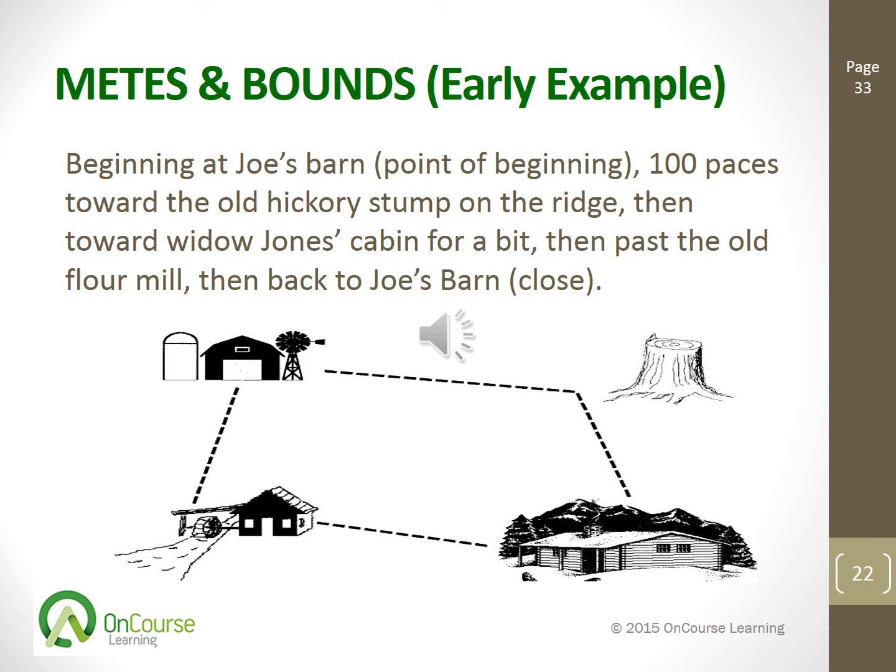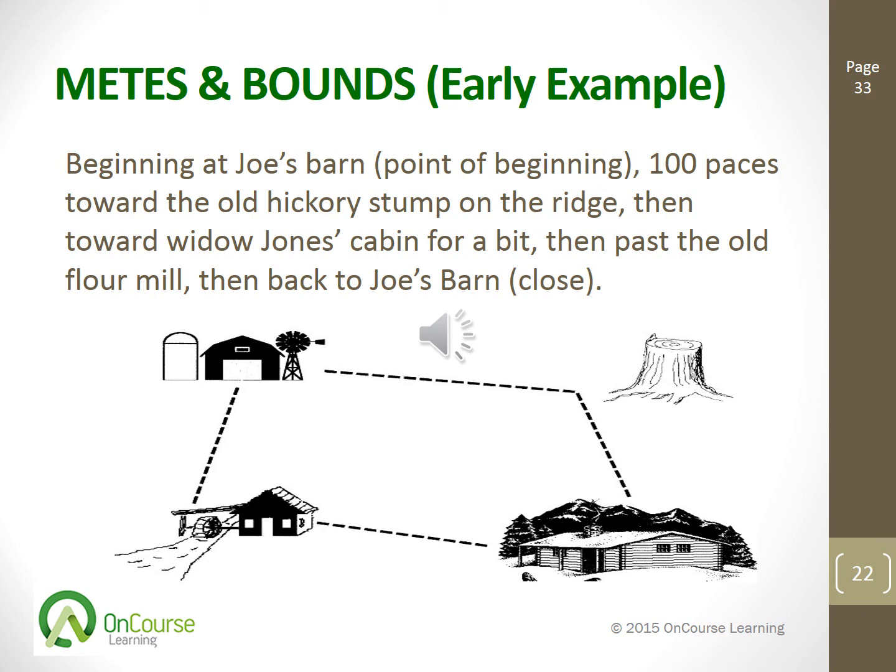This was the way that early surveyors or people delineated their property, and it was very common in the 13 colonies of the United States. We started over here at the point of the beginning at Joe's barn. We walked 100 paces toward the old hickory stump on the ridge, then toward the Widow Jones's cabin for a bit, then past the old flour mill and back to Joe's barn to close the meets and bounds.